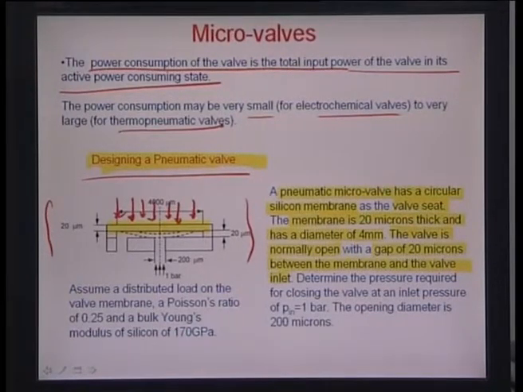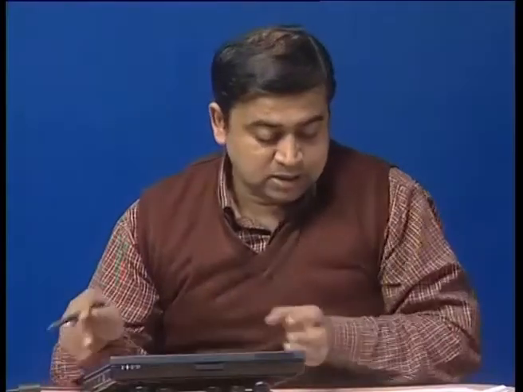So you have to determine the pressure required for closing the valve at an inlet pressure of about 1 bar. As you can see here, the opening diameter is 200 microns, which is right here. We have to assume that the load is distributed on the valve membrane, and there is a Poisson's ratio of about 0.25, and a bulk Young's modulus of silicon of about 170 gigapascal. So we have to design the system. Let us look at how we will design this.